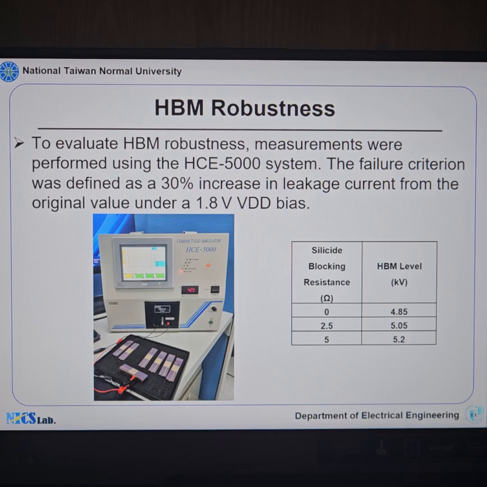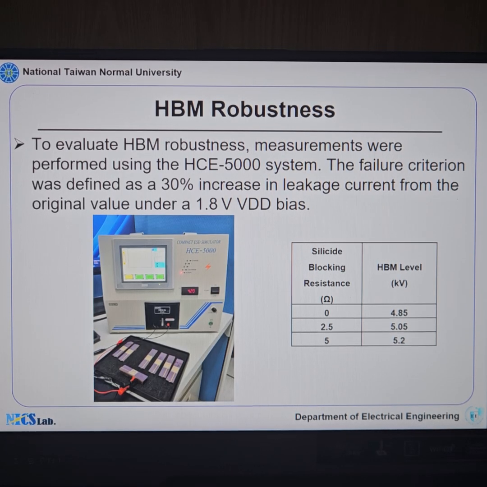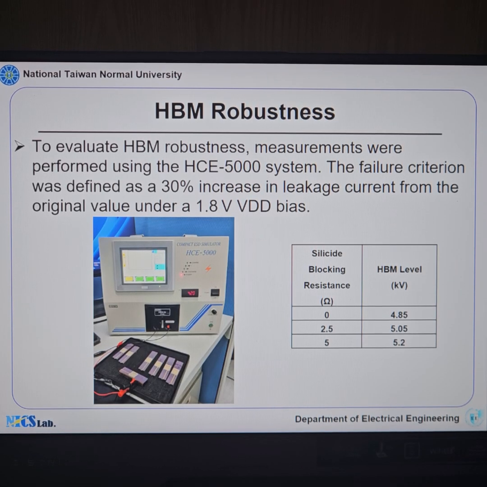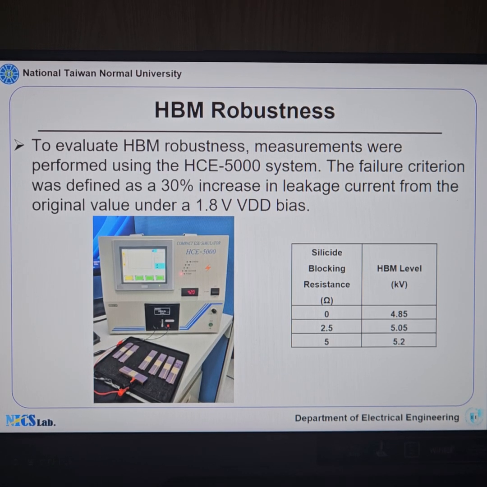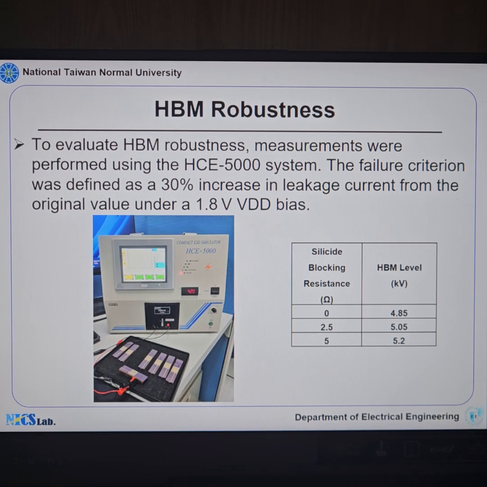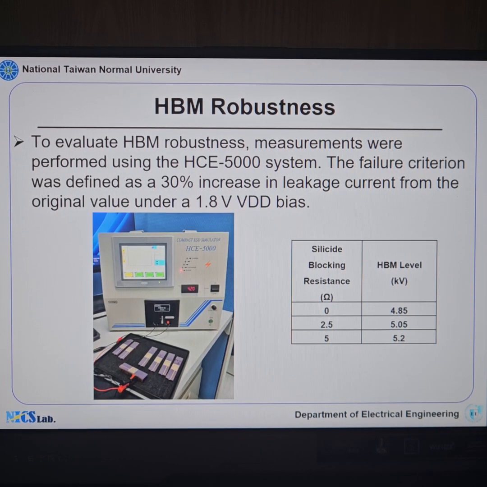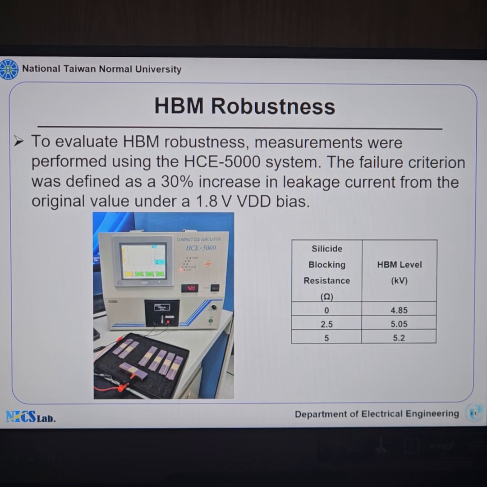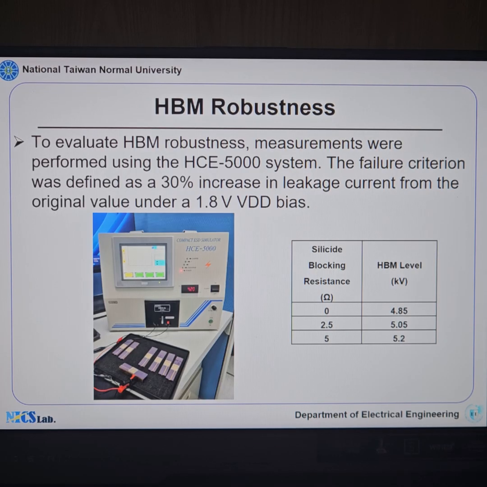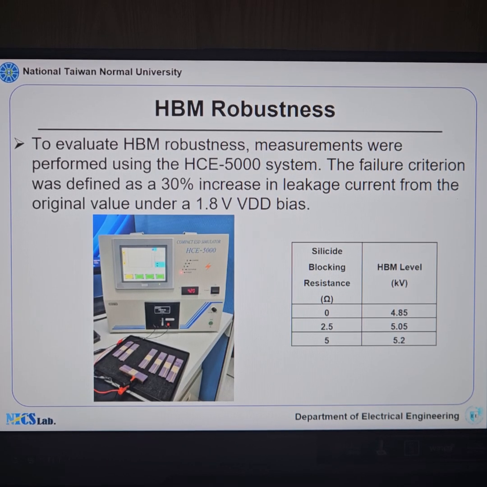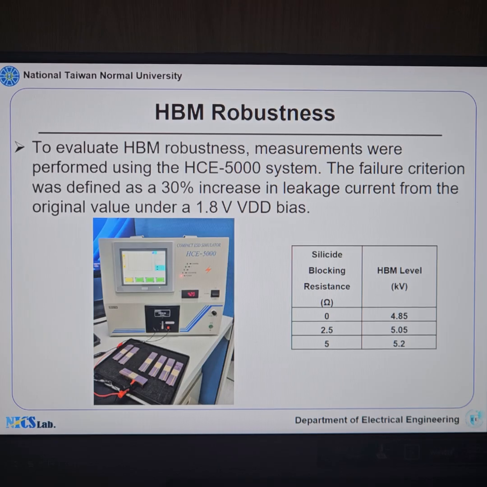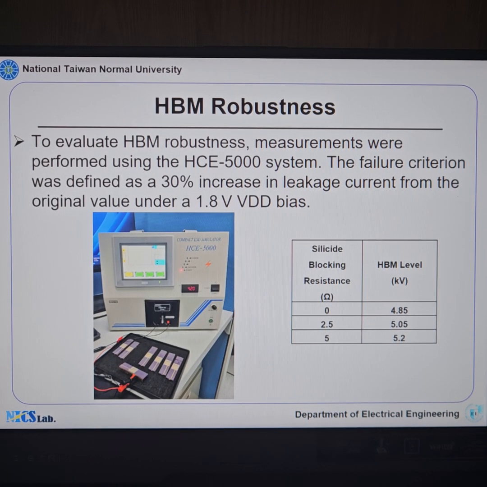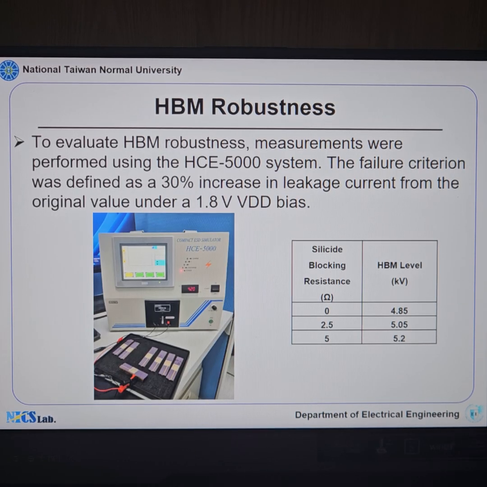Using the HCE 5000 system, we test HBM robustness, defining failure as a 30% increase in leakage current at 1.8 volts VDD. The results show HBM levels of 4.85 kV at 0 ohms, 5.05 kV at 2.5 ohms, and 5.2 kV at 5 ohms of silicide blocking resistance, confirming improved ESD robustness with higher resistance.